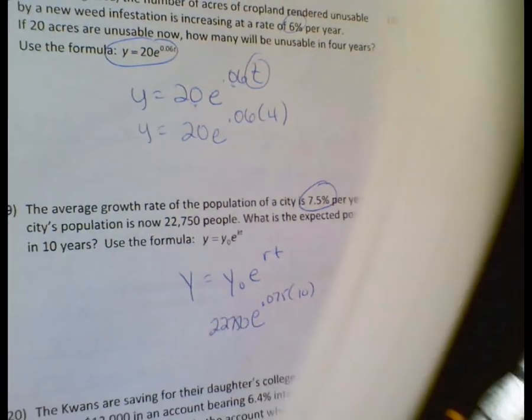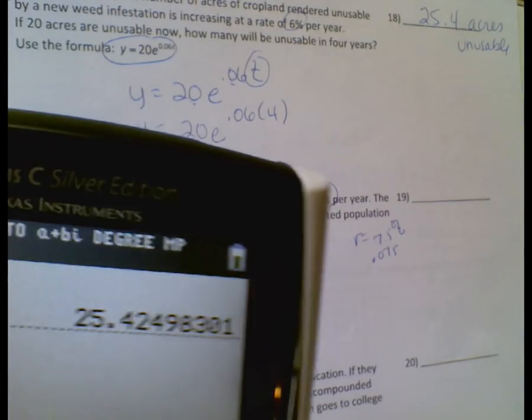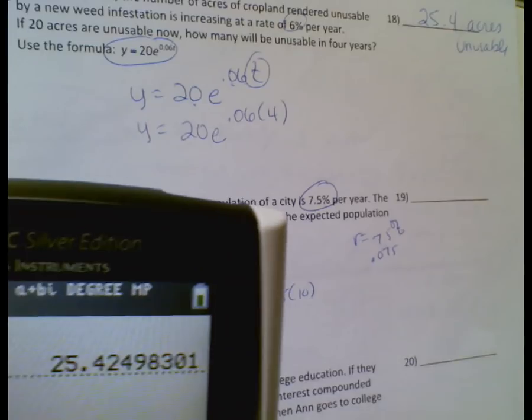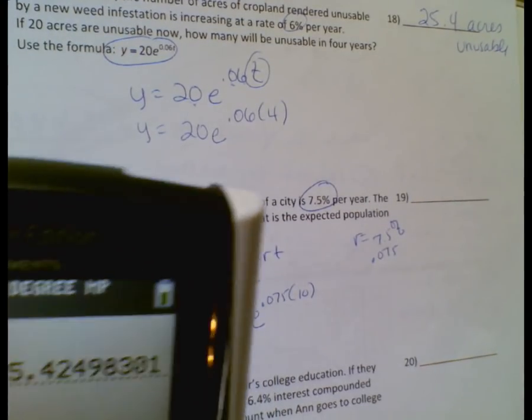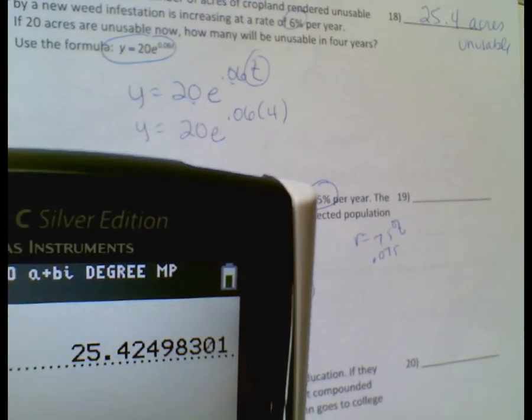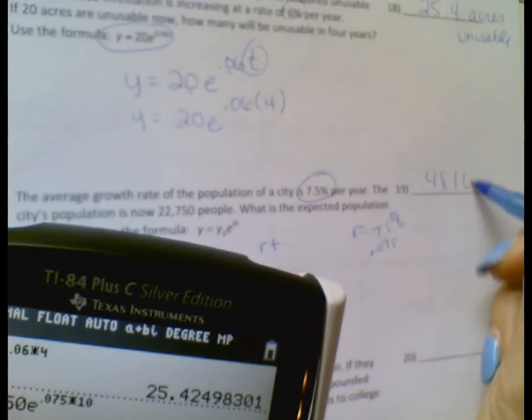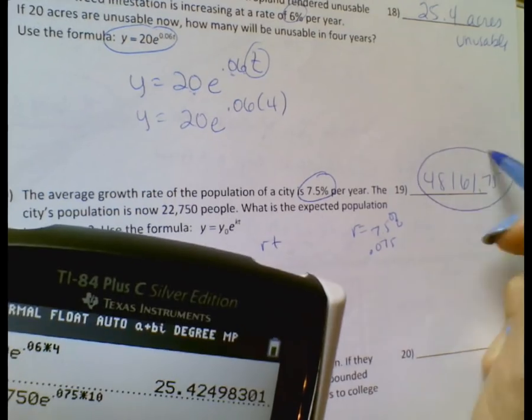So we have 22,750 e raised to 0.075 times 10, for 48,161.75.